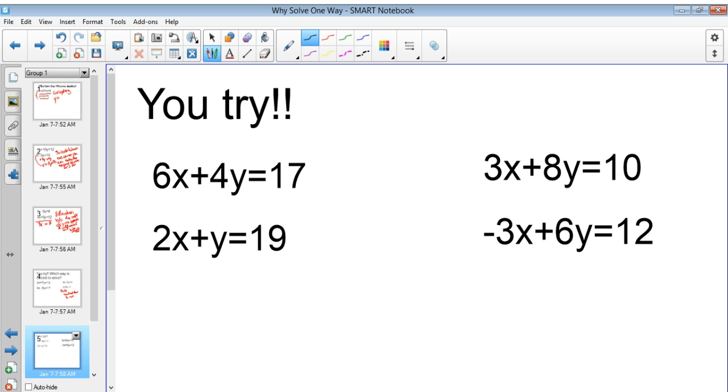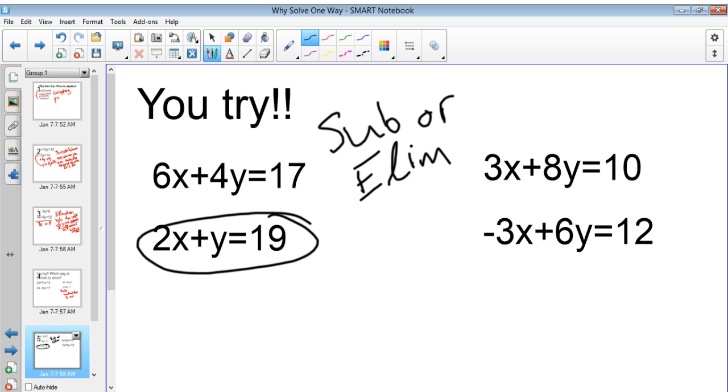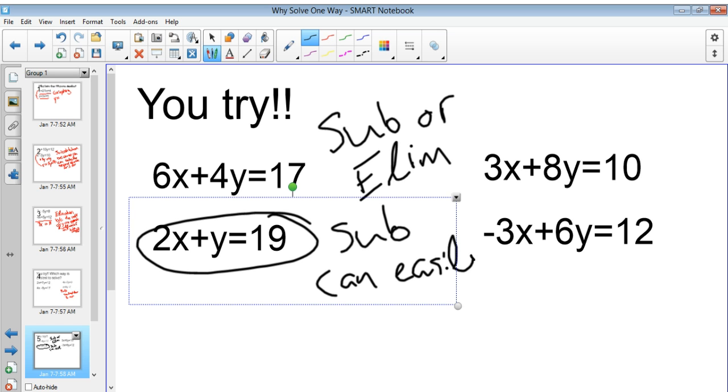This first one, you could either say substitution or elimination. And the reason why we could do that is because if you were to take this first one, you can easily solve this for y. So your argument for substitution would be can easily solve for one variable. Solve for y in second equation.